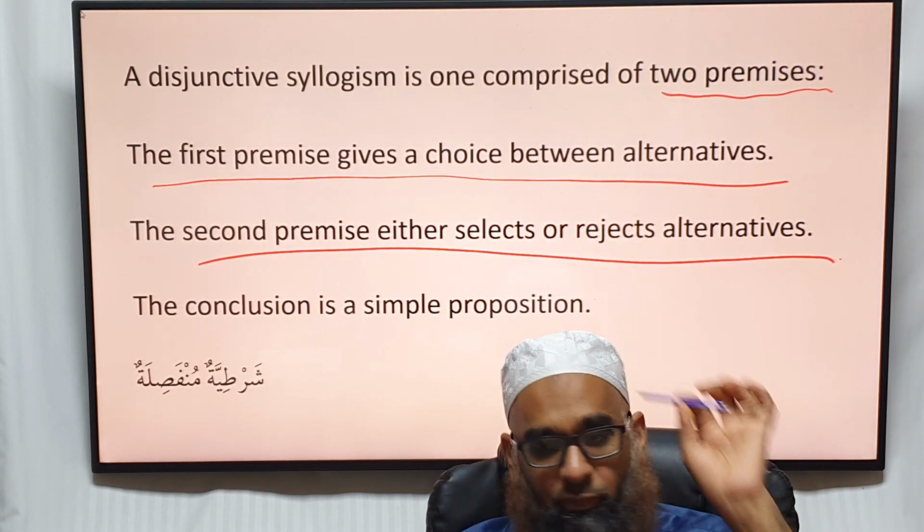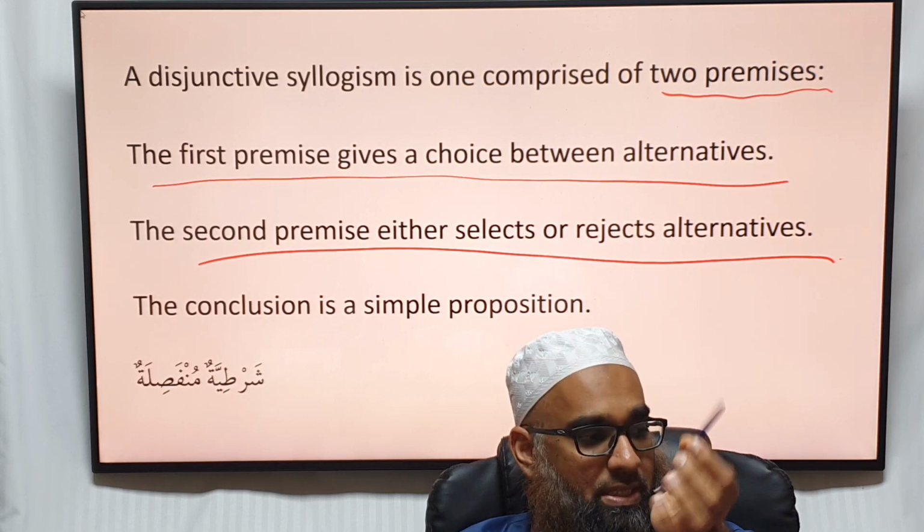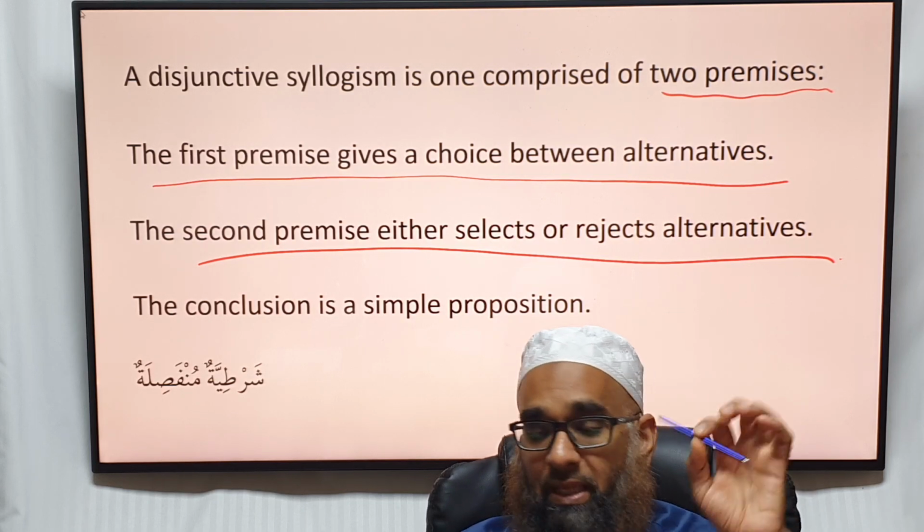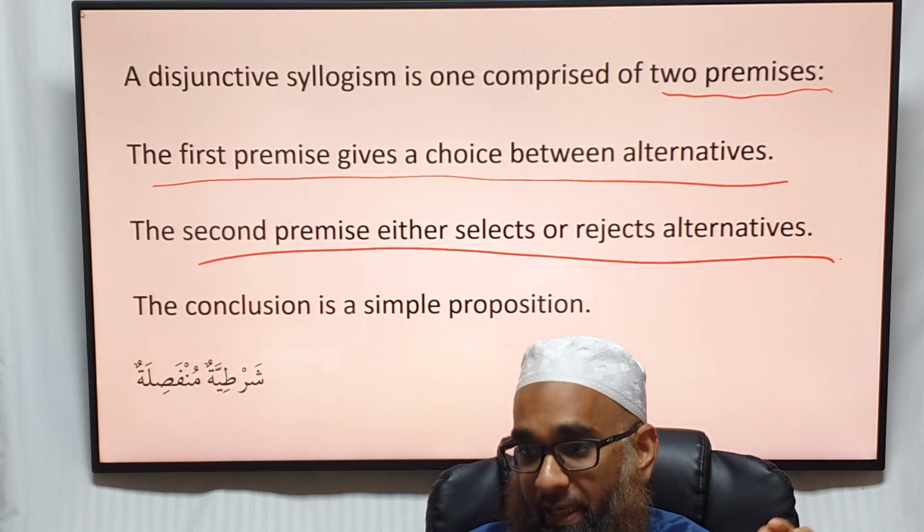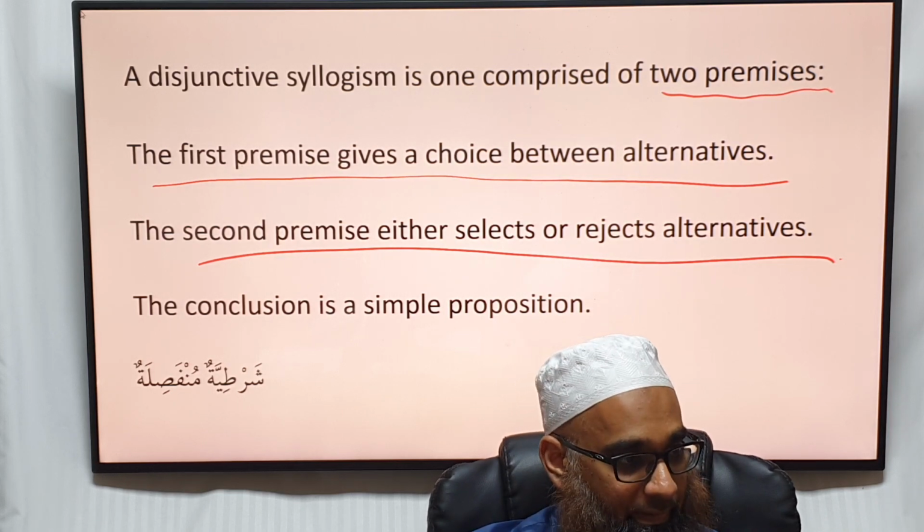Do you understand? So you have two choices, you affirm or deny one of the choices, and then you come to the conclusion of the other one. This is called a disjunctive syllogism. You get it? Do you understand?